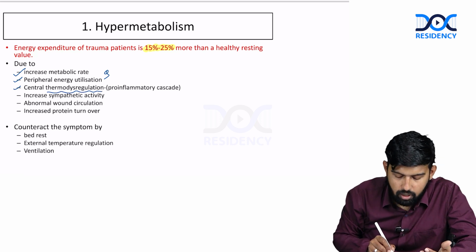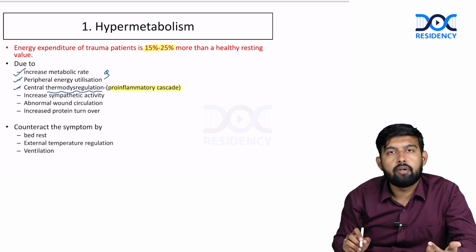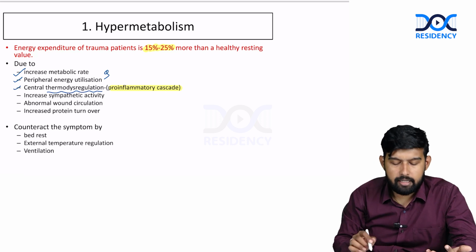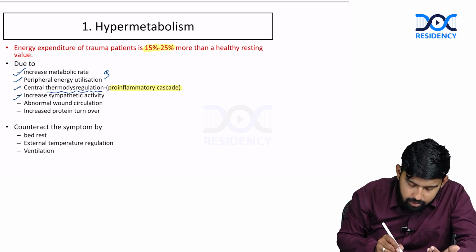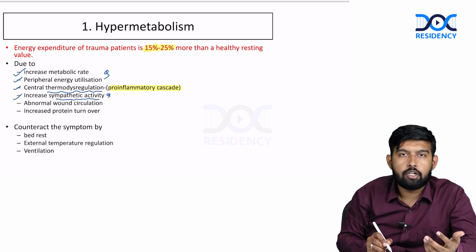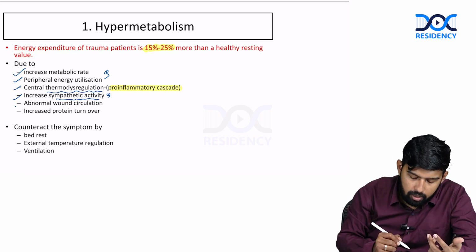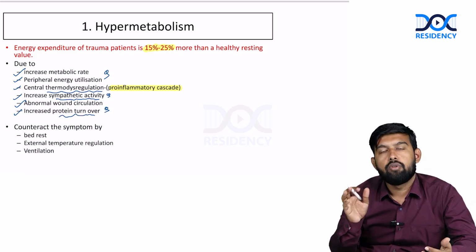This is due to the pro-inflammatory cascade like interleukin 1, interleukin 6, TNF alpha, which causes an increase in pyrexia. This can also be due to increased sympathetic activity, like release of adrenaline and noradrenaline into the systemic circulation. It is also due to abnormal wound circulation and increased protein turnover from the muscle into the vital organs.